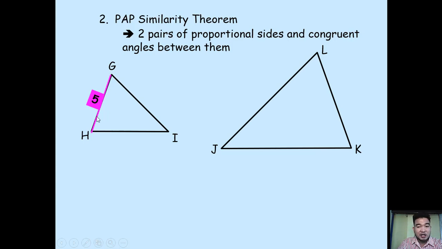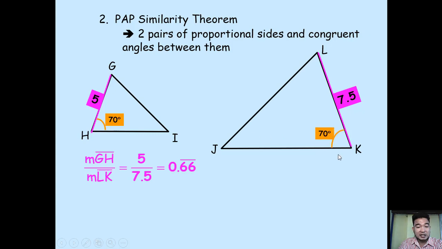So GH corresponds to LK. Let us divide. That's 5 over 7.5, which is equal to 0.666. And this angle is 70 degrees, so angle K is also 70 degrees. So the measure of angle H is equal to the measure of angle K.